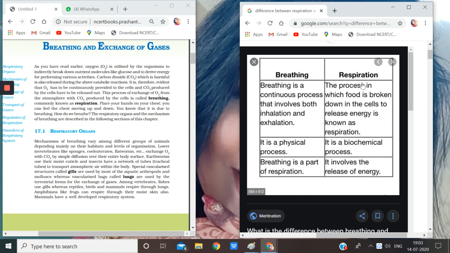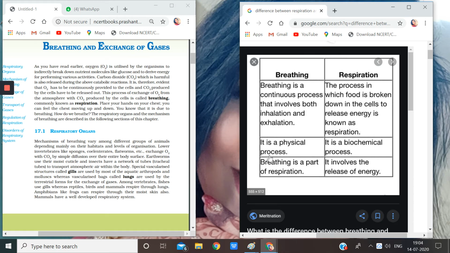But what is respiration? The process in which food is broken down in the cells to release energy is known as respiration. Now this process is totally different. See, in this process, the food will be broken down. Where will it get broken down? Inside the cells. Now when the food gets broken down, what will we get? We will get energy. So this process is known as respiration.